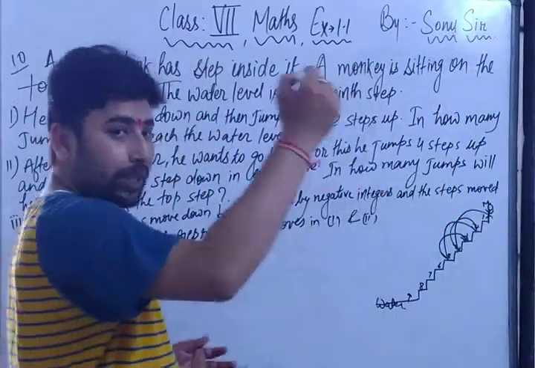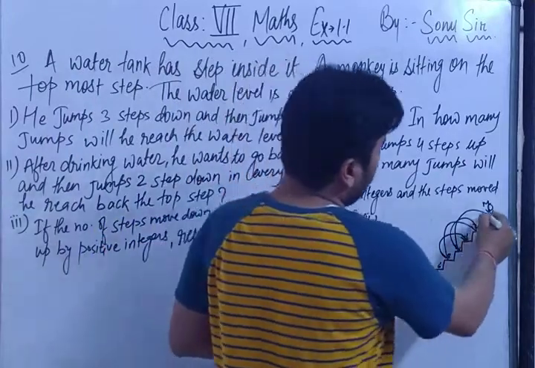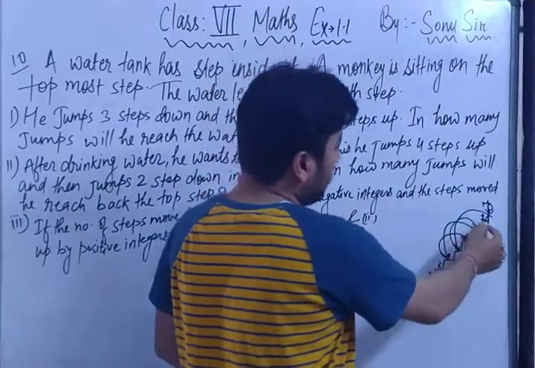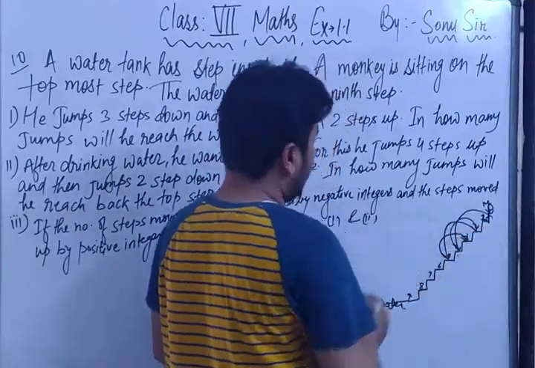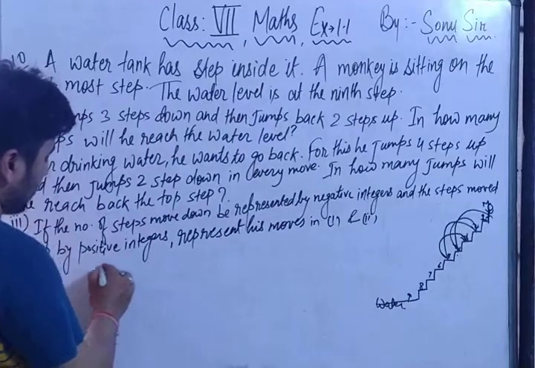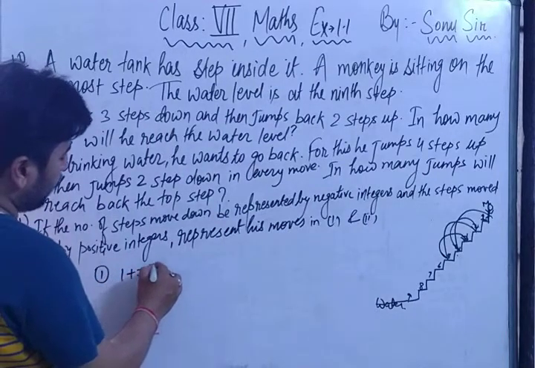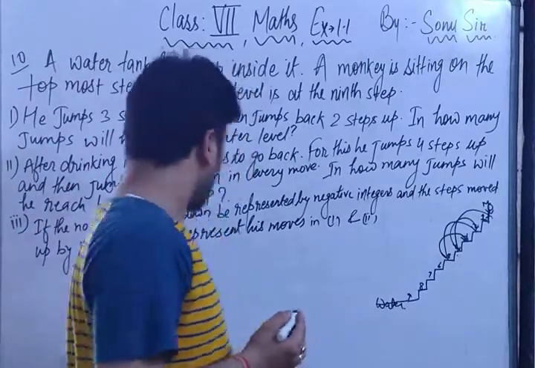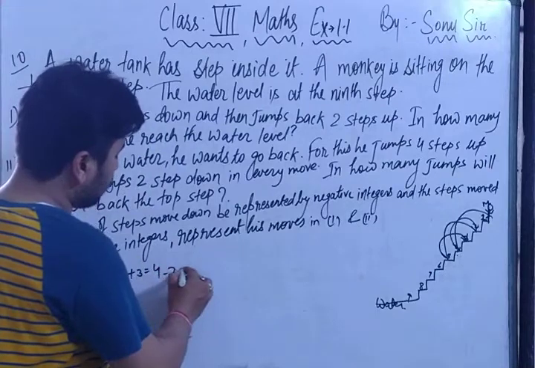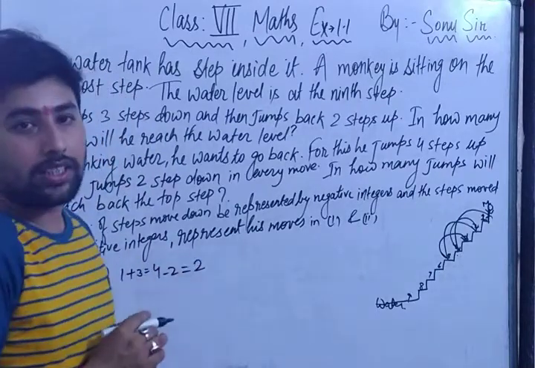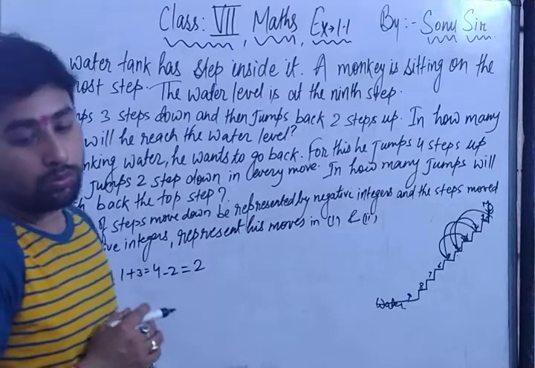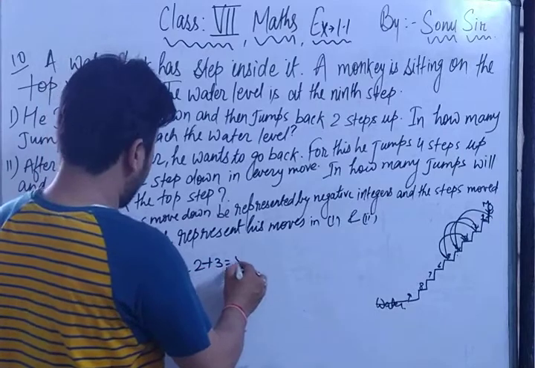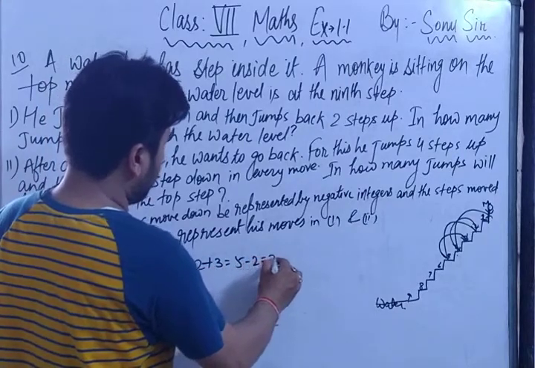As we go downside: it was on the first step, number 1, and he went 3 steps down. So 1 plus 3, the first answer we are writing. 1 plus 3 is equal to 4, right? And he had gone 2 steps up. 1 plus 3 is equal to 4, and 4 minus 2 is equal to 2. Right? First step is equal to 2. Now again 2 plus 3 is equal to 5, and 5 minus 2 is equal to 3.